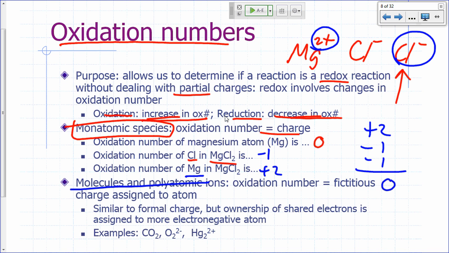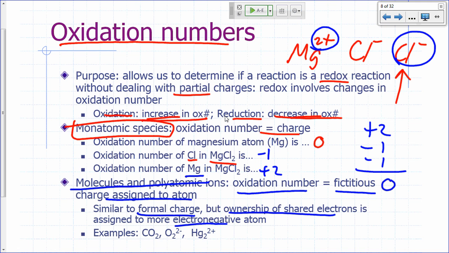Okay? So in order for us to be able to keep track of electrons, we have defined the oxidation number as a fictitious charge that we assign to an atom. This is similar to what you've learned when we were dealing with molecular structure. It's similar to what we call the formal charge. Except when determining formal charges, we assign equal ownership of the shared electrons to the atoms that are sharing them. But when you're determining oxidation numbers, you assign ownership of the shared electrons to the more electronegative atom.